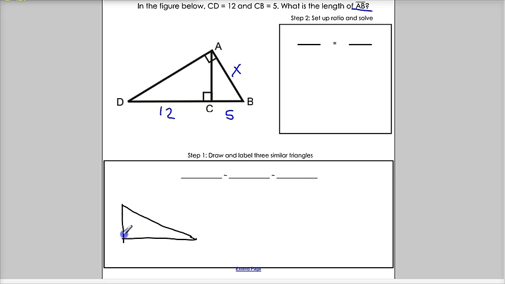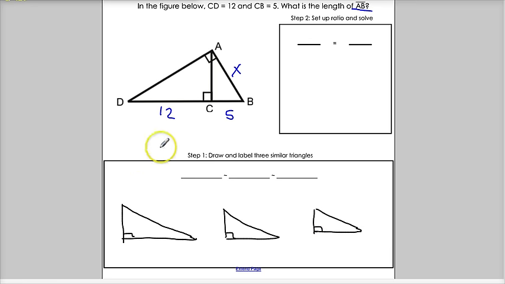One, put your right angle there. Two, put your right angle there. Big, medium, and our small guy. Okay, and I put our right angle here. So let's label our three triangles. We have to start with putting the letters there.